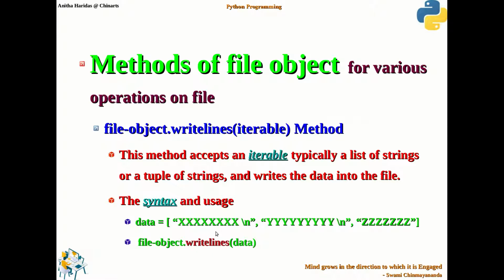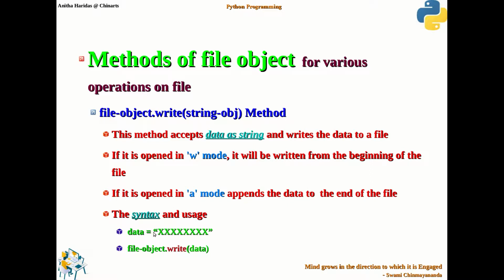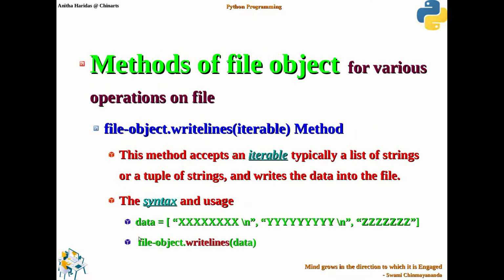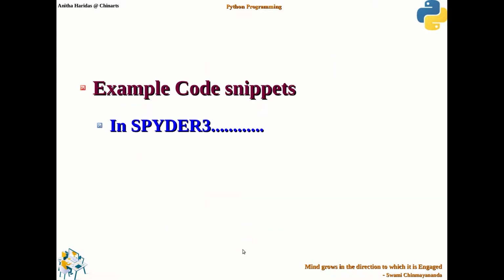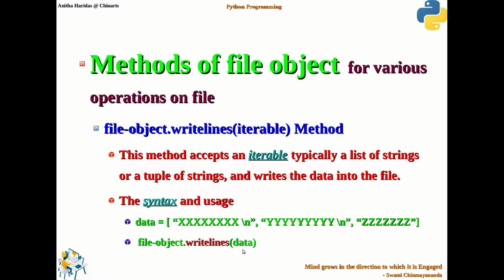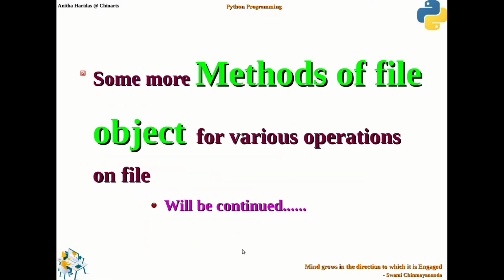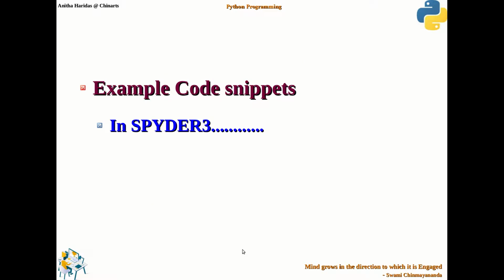So observe the difference. Here I am using a string object which is written into the file, but here it is going to create a list. This data is not a string, instead it is a list of strings, and I use the writelines method to write this data into the file. So these are the different methods available in the file object. Apart from that, you have some more methods available. We will be discussing those methods later.